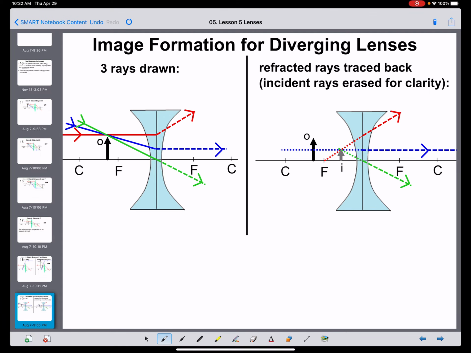And then for diverging lenses, there's just the one case. So I did the same thing again. First, I just drew the 3 special rays. And then in the next diagram, I traced back the refracted rays. Also, because this diagram was getting really messy, I erased the incident rays to make it easier to see. So here you can see that your image is smaller, upright, and again, because we trace things back, virtual.